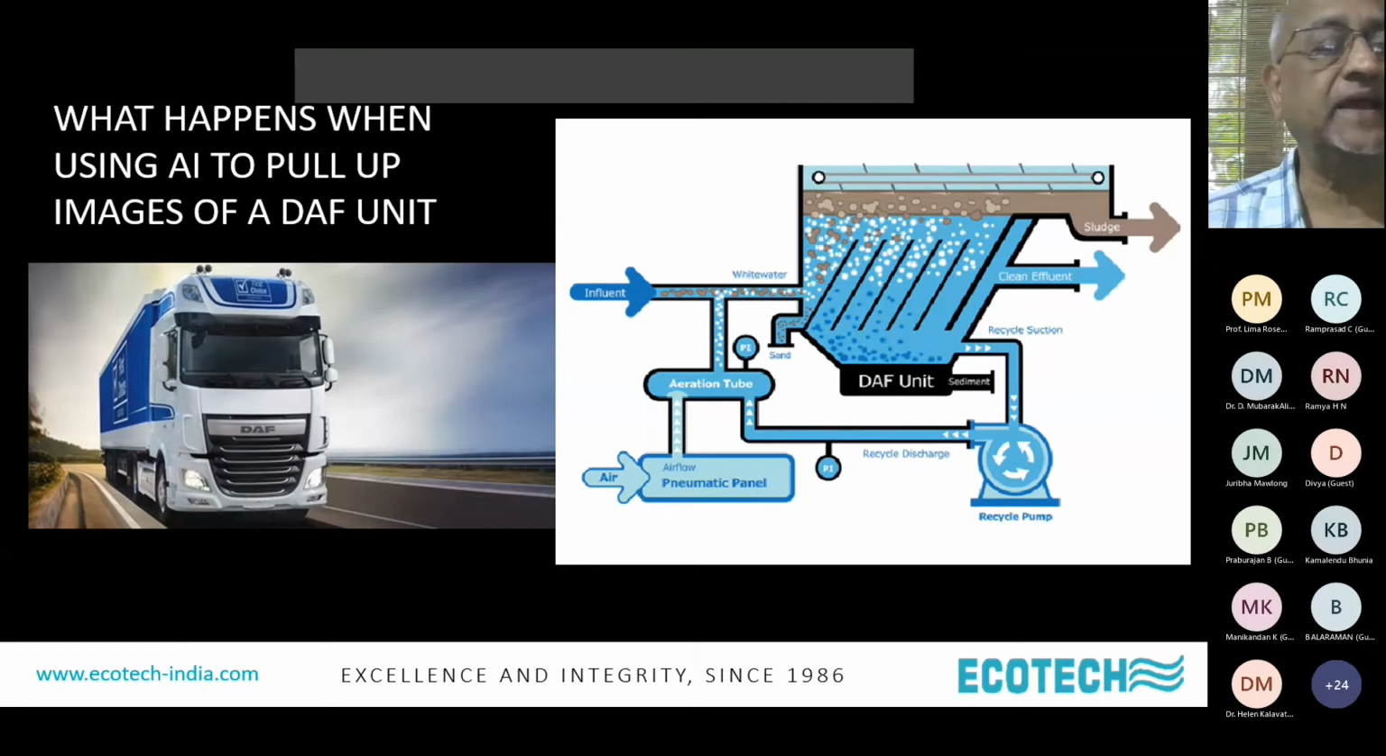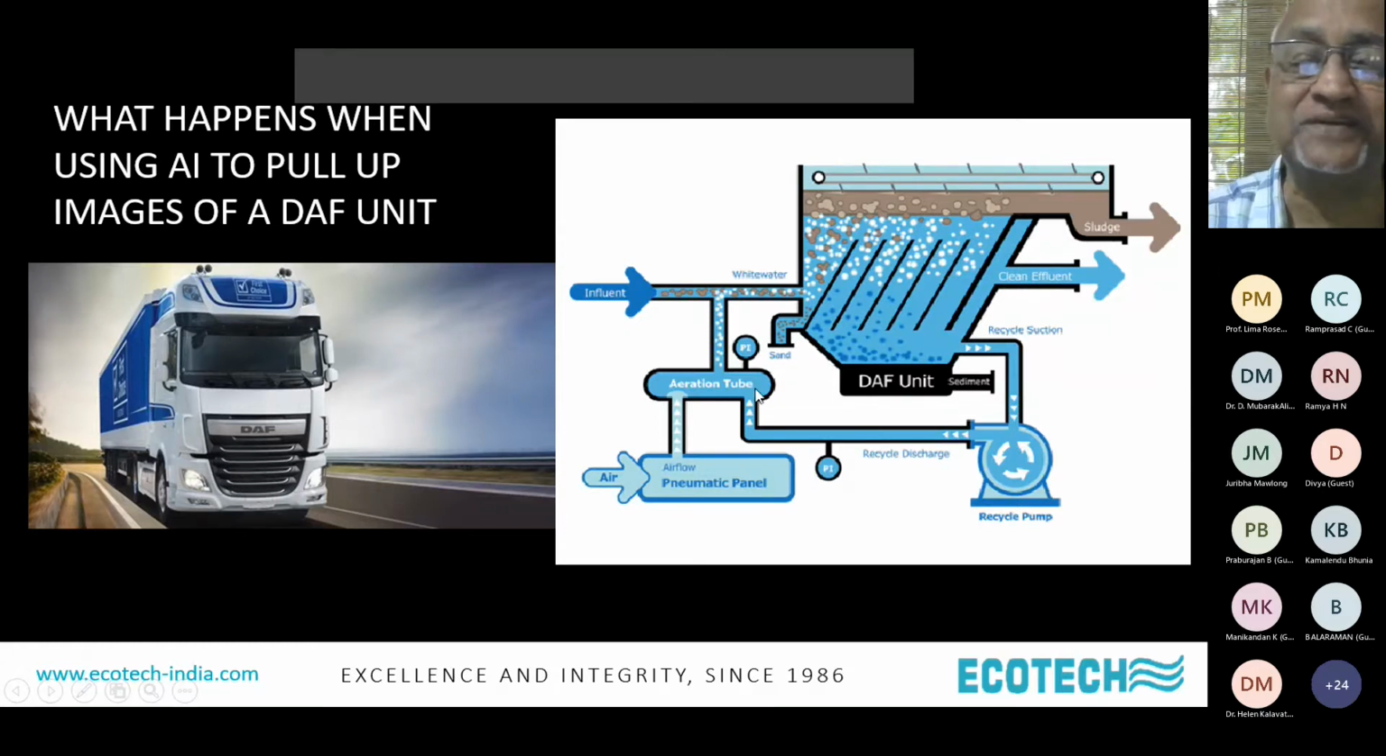What happens when using AI to pull up images of a DAF unit? I wanted to show you a DAF unit, and I put up in Google, said show me an image of a DAF unit, and this is what I got in the first instance. And then later I got the correct DAF unit.